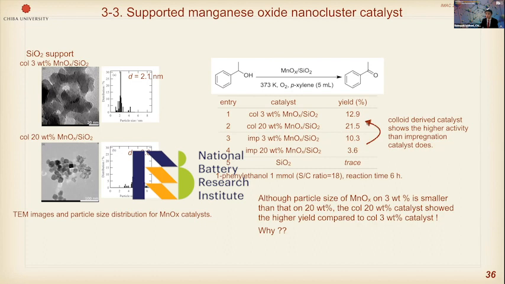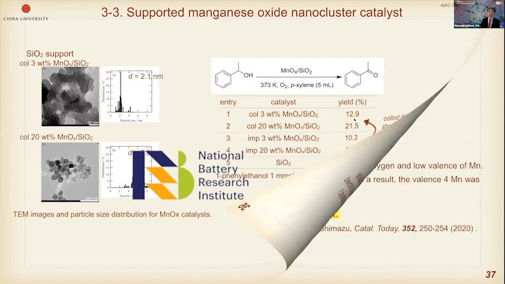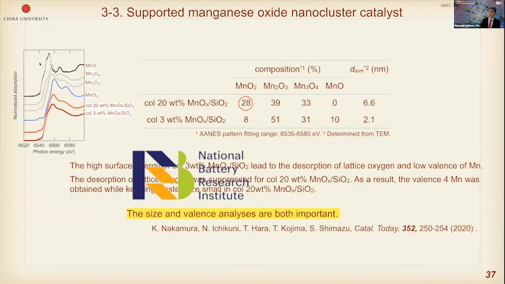However, focusing on these values, the particle size of manganese oxide at 3 weight% is smaller than at 20 weight%. However, the 20 weight% catalyst shows a higher activity compared to the 3 weight%. Why did such differences occur? Smaller is better, is it not? So we checked the XANES region of the manganese.